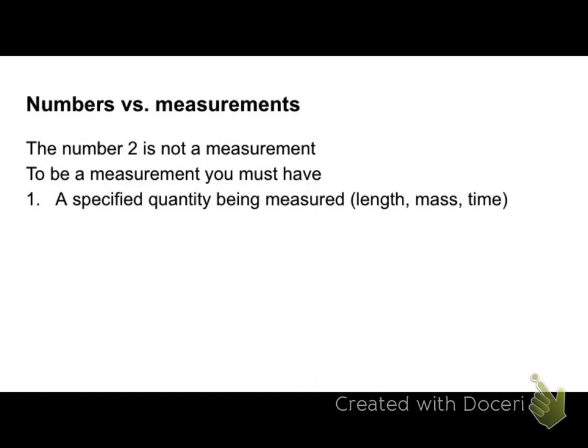So am I measuring the length of an object? Am I measuring the mass of an object? Am I measuring how long it takes an object to move from point A to point B? What is it that I am measuring? So quantity. And then I must also have a unit of measurement, whether that be a meter or an inch or grams or kilograms, pounds, seconds. Newtons is one we're going to use a lot this year. So we have to know what unit we were measuring in.